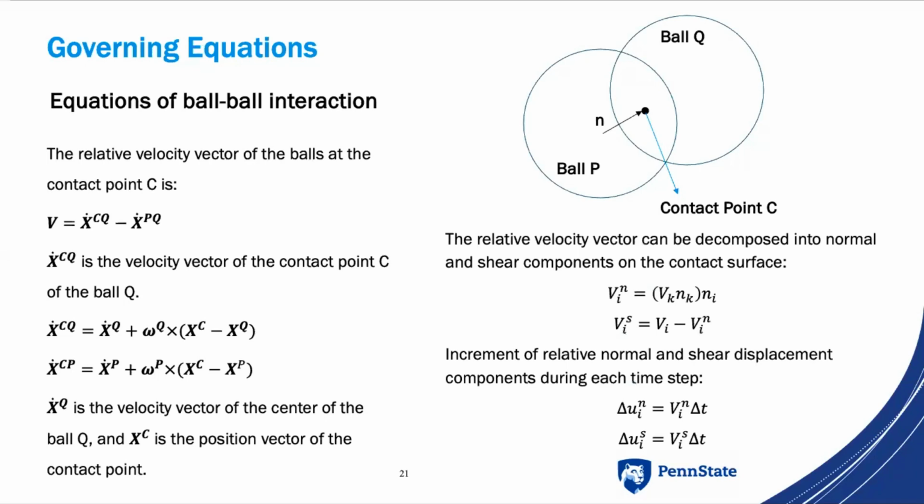The relative velocity vector can be decomposed into normal and shear components of the contact surface illustrated here. And the following equation shows the increment of the relative normal and shear displacement component during each time step.